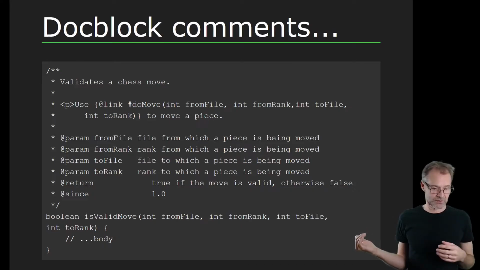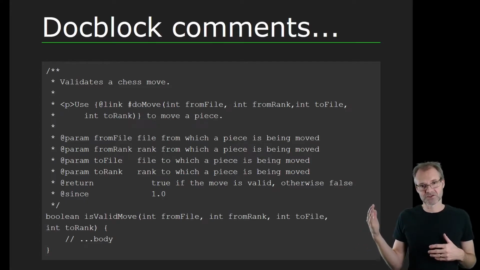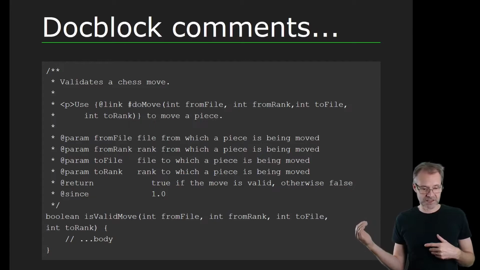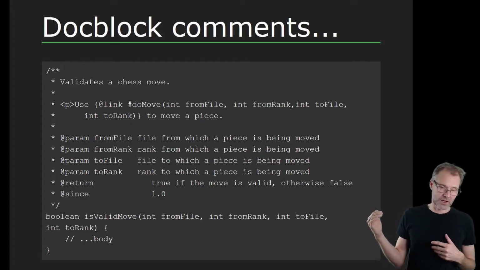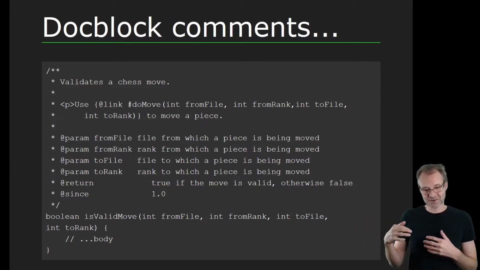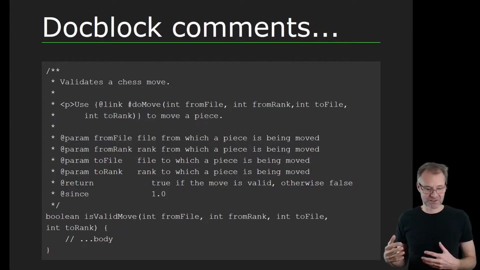So here is an example of a Docblock comment, and we see the function at the bottom there, and it's a valid move, and we see the parameters. On top of the Docblock comment we have a short description, and then we have the parameters and a description of each parameter, and then we have the return value. So it's complementing the picture of the whole method.